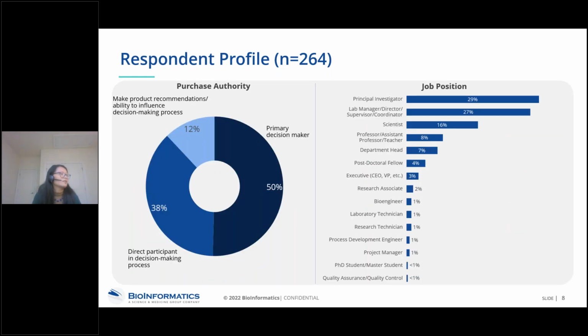When asked about their involvement in purchase decisions, 50% of respondents indicated that they were the primary decision maker in their lab, while the remaining 50% were involved in the process, whether they were directly involved or just simply end users who made product recommendations. We had a variety of job titles that were represented, including PIs, lab manager, directors, scientists, professors, department heads, etc.